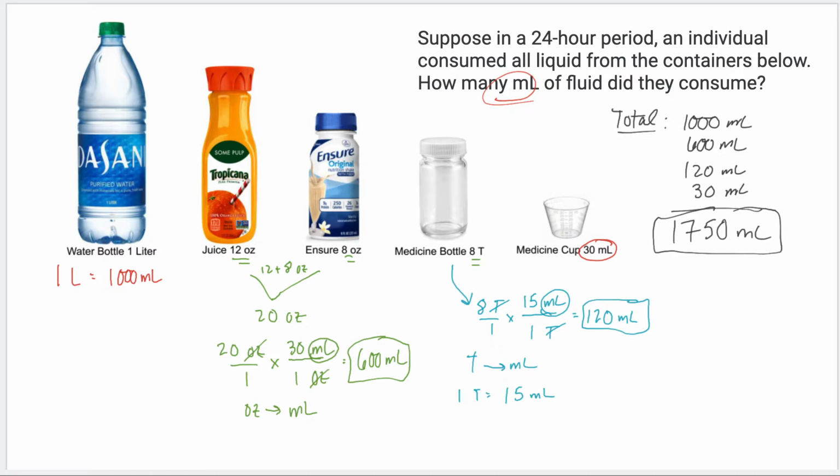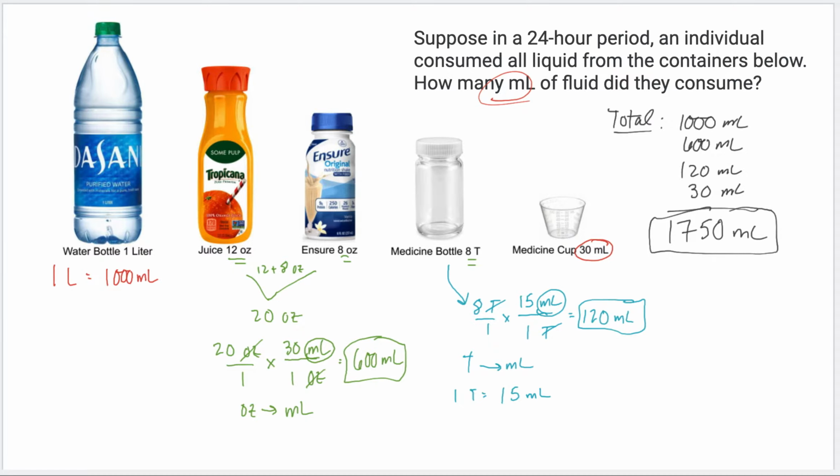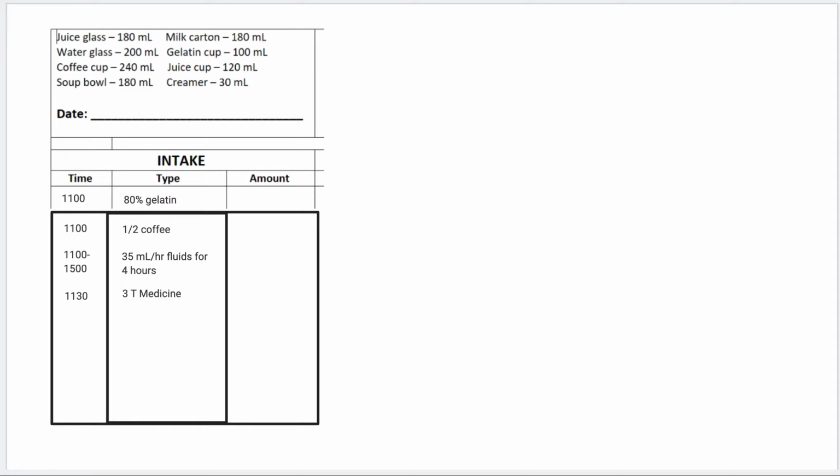Now let's look at one more example. In a nursing situation or in a clinical situation, we have here charted amounts of liquid that somebody consumed. And so we see here at these various times, the intake, the amount of liquid that an individual consumed is being charted. And what we want to do is to calculate and convert all of these into milliliters. Our focus is on converting these into milliliters.